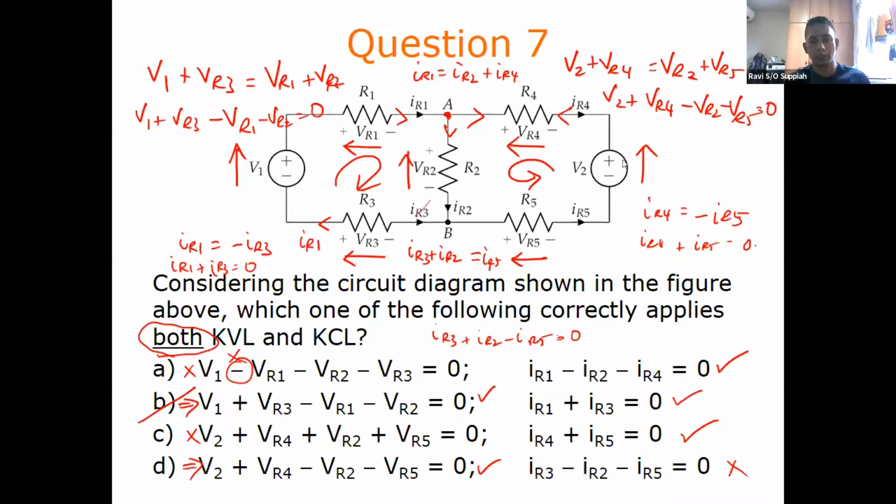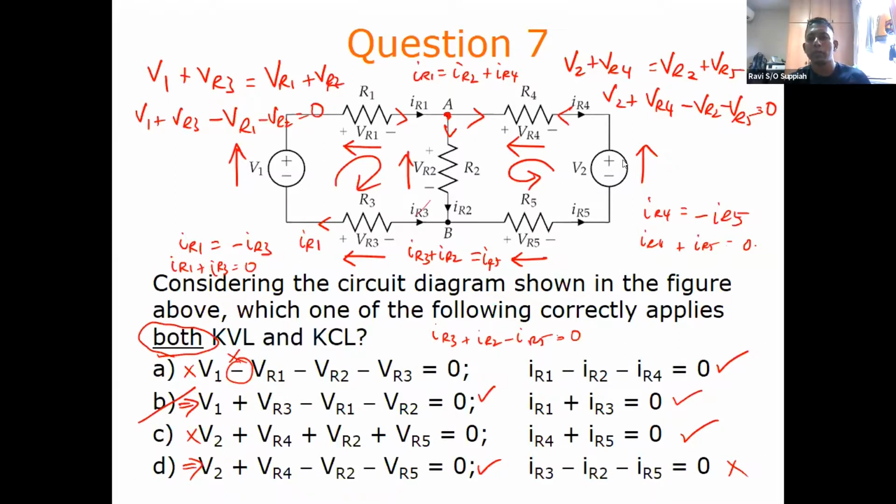There are different theorems to use: the superposition theorem, Thevenin's theorem, Norton's theorem, and so on. And of course KVL and KCL are also another way of analyzing it.